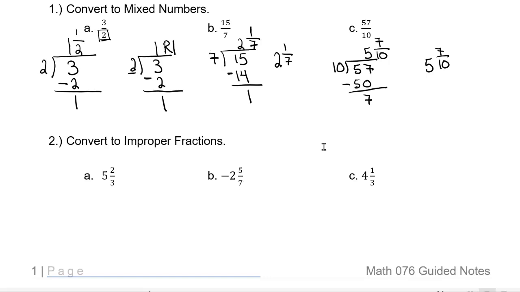So I like to show with symbols what I'm doing. So we take the denominator and we multiply it by the whole number. Once we do that, we add the result to the numerator. So 3 times 5 is 15, plus 2 is 17. So my numerator is 17, and again, my denominator stays the same. You have pies that are cut into 3 pieces. They will still be cut into 3 pieces.